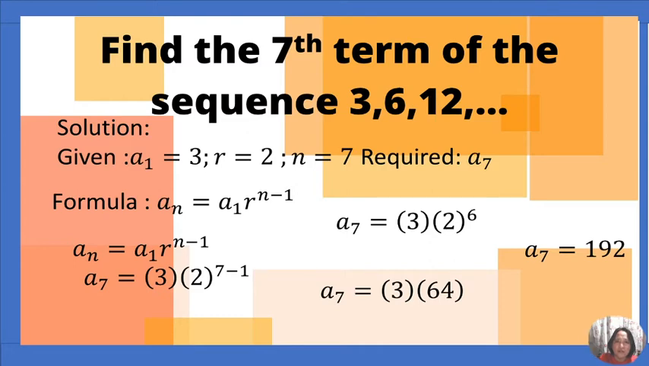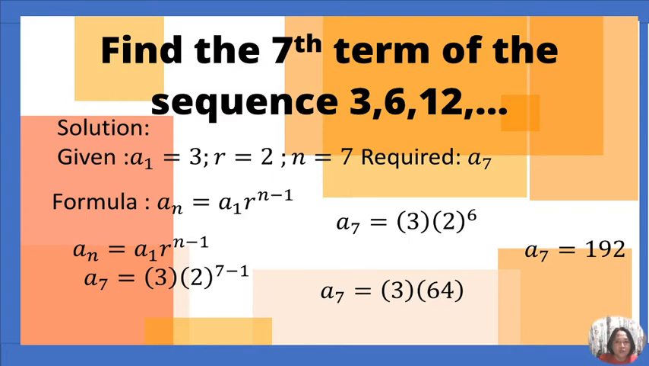Find the 7th term of the sequence 3, 6, 12. So on the problem, the first term is 3. The common ratio is 2. 6 divided by 3, 12 divided by 6 is 2. So common ratio is 2. n equals 7 since you are required to find the 7th term.